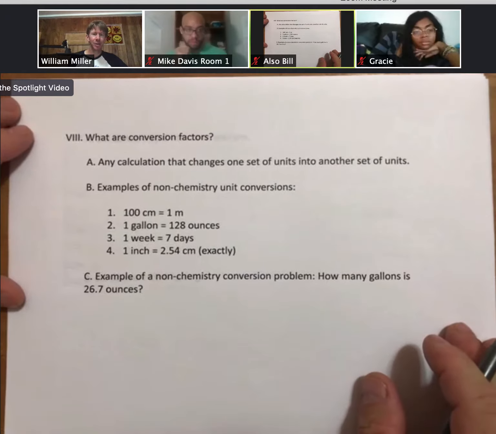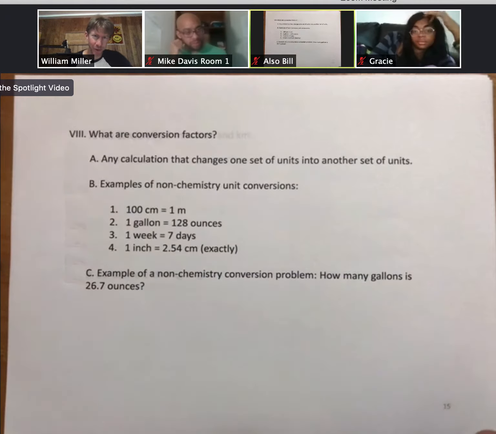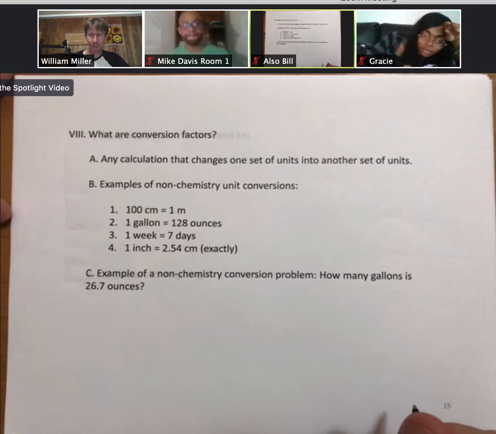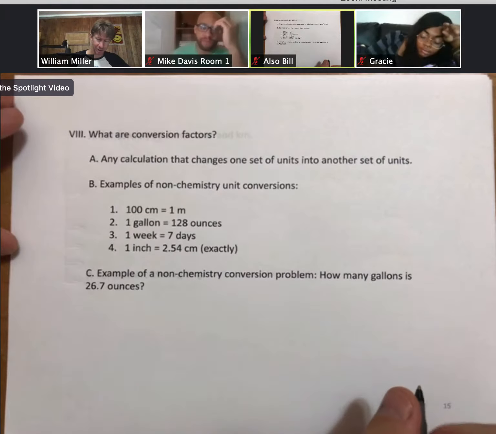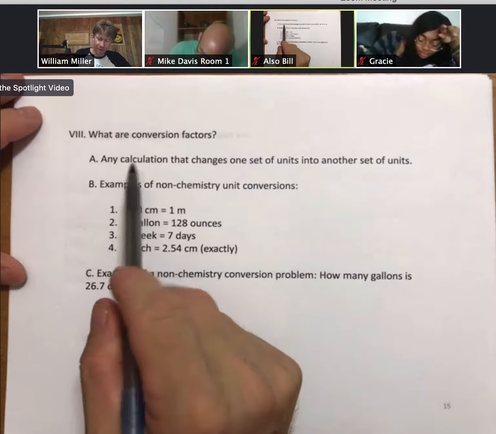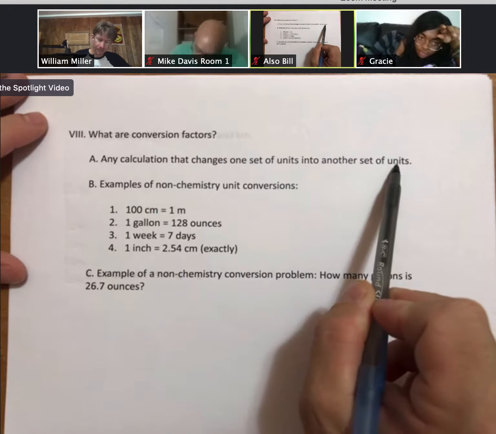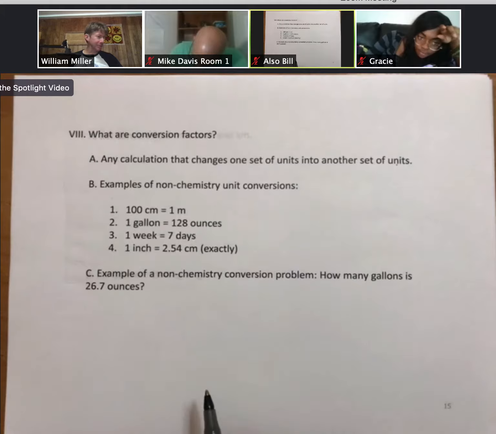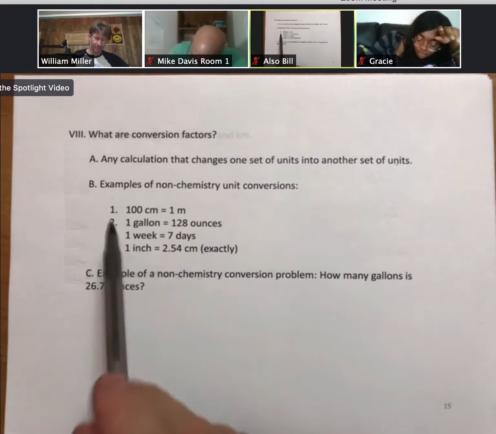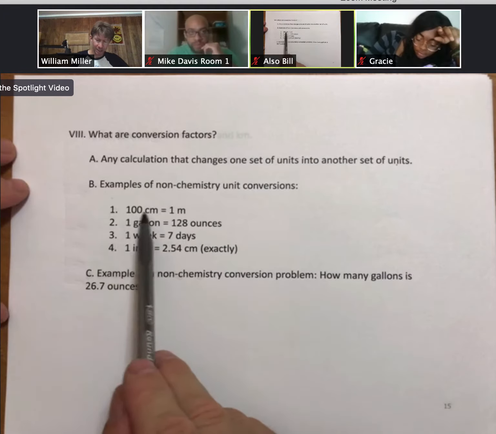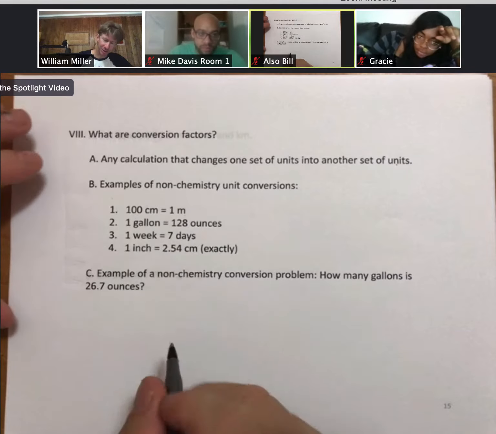Okay, so now we are at a very important part of the course. It's day one. They are conversion factors. We will do 200 plus conversion factors and maybe 300 plus in this course. So identifying and knowing how to use conversion factors is very important. All a conversion factor does mathematically is it changes one set of units into another set of units. And examples of non-chemistry unit conversions are going to include statements like this. So 100 centimeters equals 1 meter. This is what's called an equals statement.